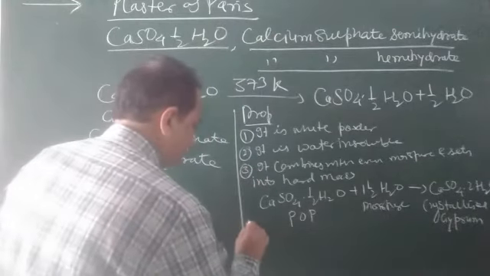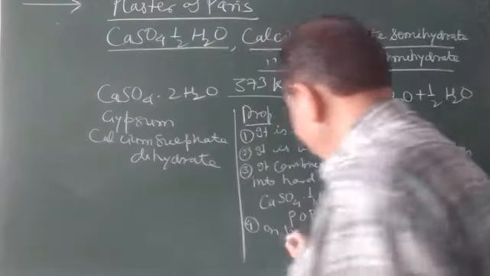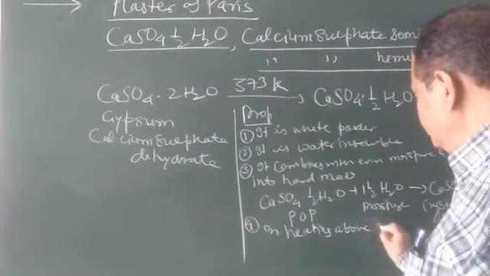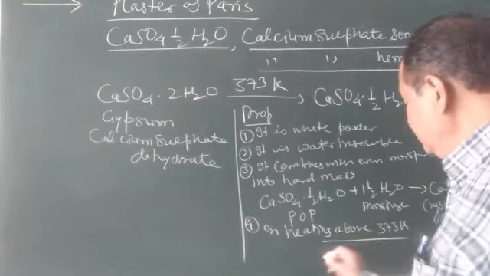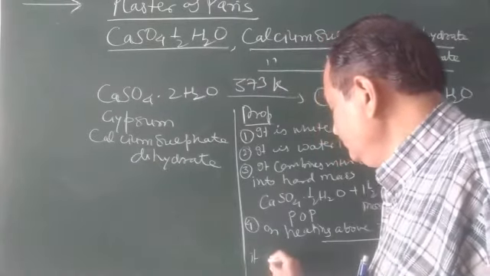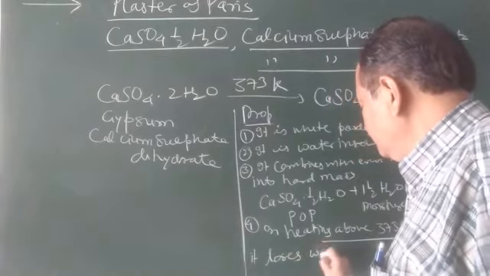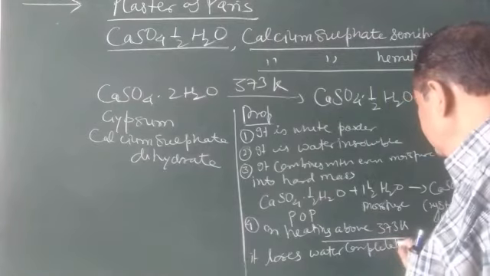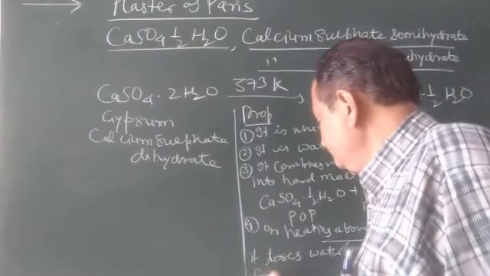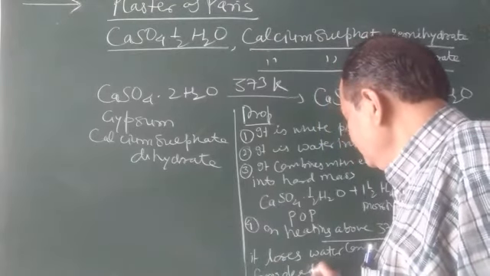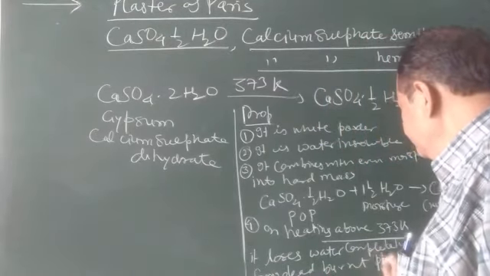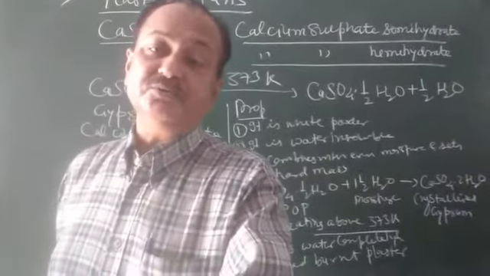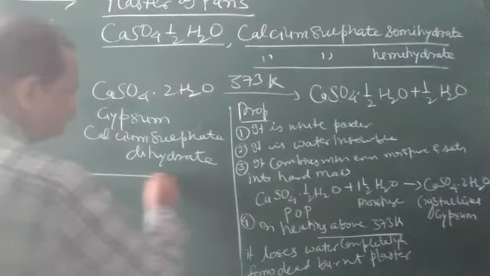Now the next very important point is on heating above 373 Kelvin. It loses water completely and forms dead burned plaster. Dead burned plaster means it loses the property of setting into a hard mass. It cannot. See here how?